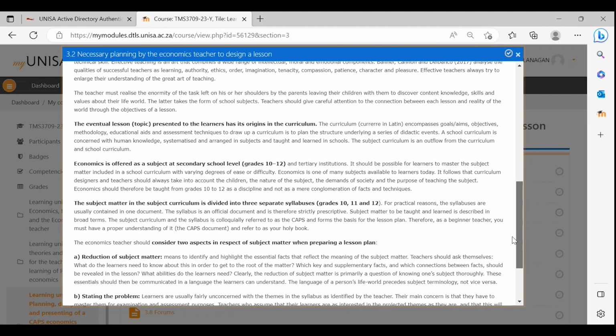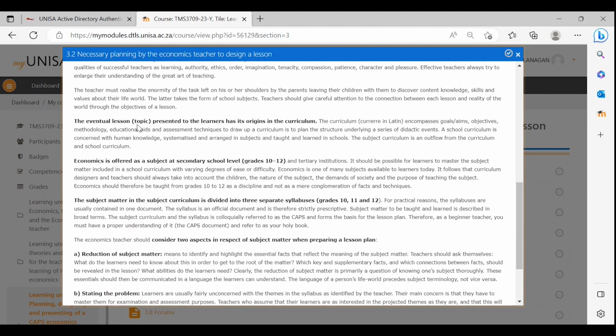What is important for you to know is that the eventual lesson topic presented to the learners has its origins in the curriculum. And where do we find the curriculum? In the Curriculum and Assessment Policy Statement, CAPS. Economics is offered as a subject at secondary level, grades 10 to 12, and then at tertiary institutions. It should be possible for learners to master the subject matter included in a school curriculum with varying degrees of ease or difficulty because learners differ from one another.